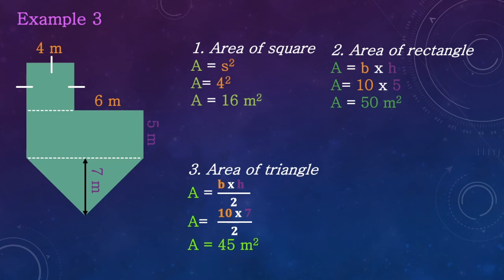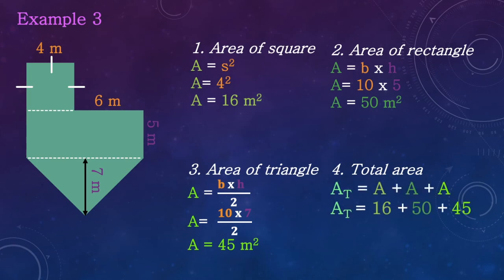Now our very last step, step number 4, is to find the total area again. So add up all the areas that we found before, plug in your numbers, and you get an answer of 111 meters squared.